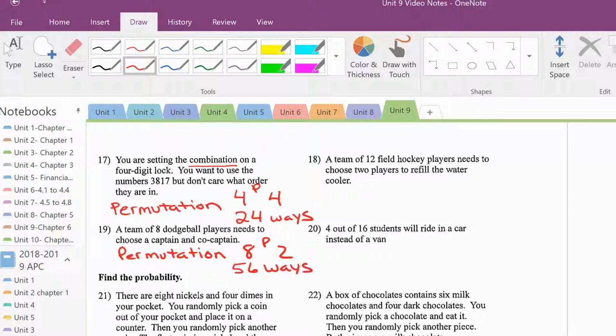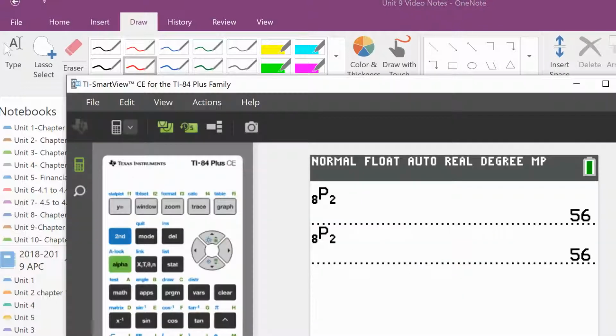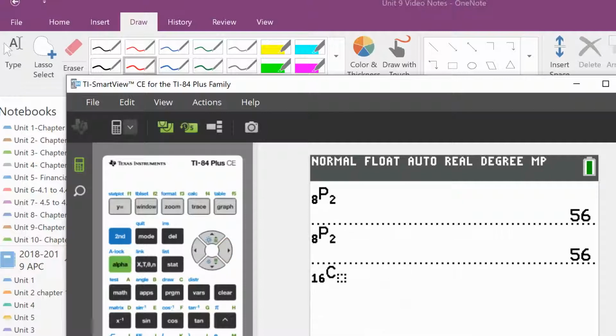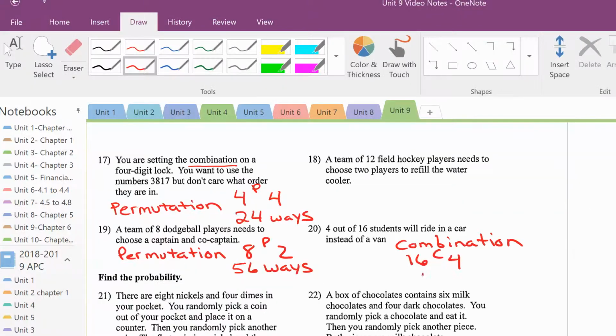For something like this, 4 out of 16 students will ride in the van or in the car instead of the van. That's a combination, because it doesn't matter the order that the 4 are chosen, just that the 4 ride in the van. So it's 16 combination 4, and you get 1,820 different ways.